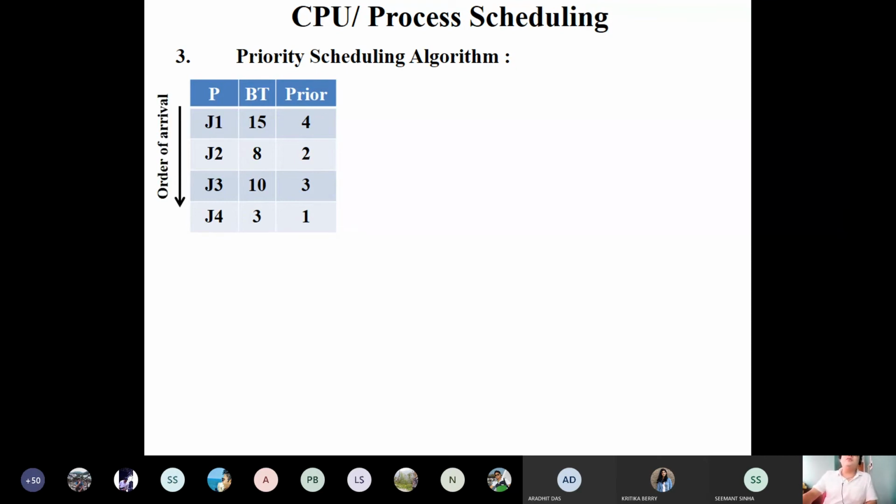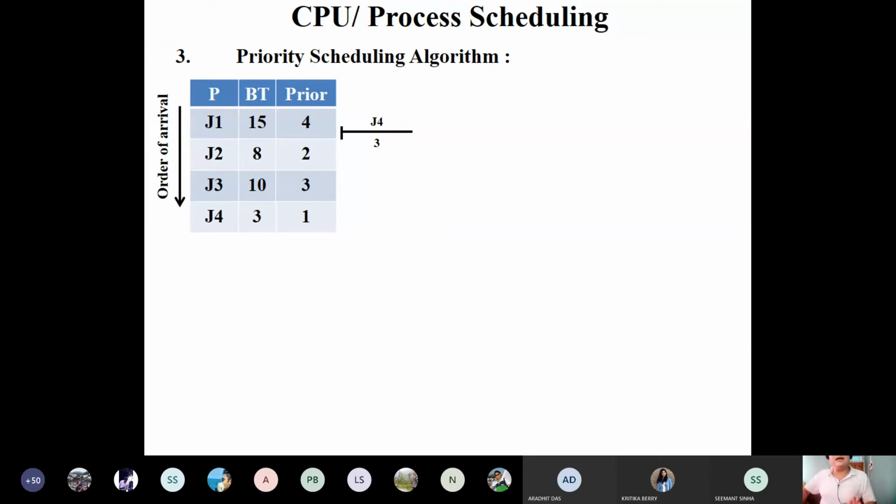The numerical value of priority can be considered in any way. For the time being, we will consider that the low numerical value is the highest priority, which means that 1 is the highest priority, 2 is the second highest priority, and so on. Suppose this is the scenario: jobs J1, J2, J3, and J4 with burst times 15, 8, 10, and 3 are in the computer memory at the same time, with priorities 4, 2, 3, and 1.